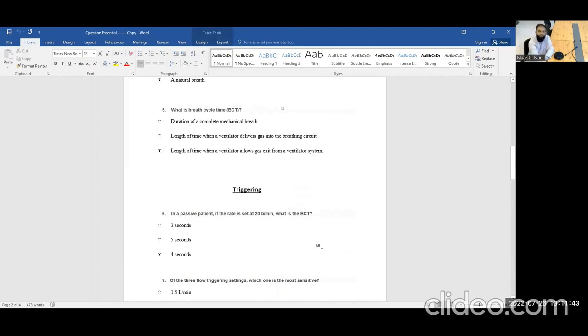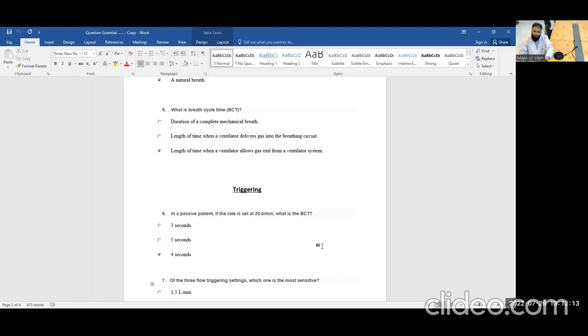What is breath cycle time, BCT? The duration of a complete mechanical breath, the length of time when the ventilator delivers gas into the breathing circuit, the length of time when a ventilator allows gas to exit from a ventilator system. So the answer is number one, duration of a complete mechanical breath.